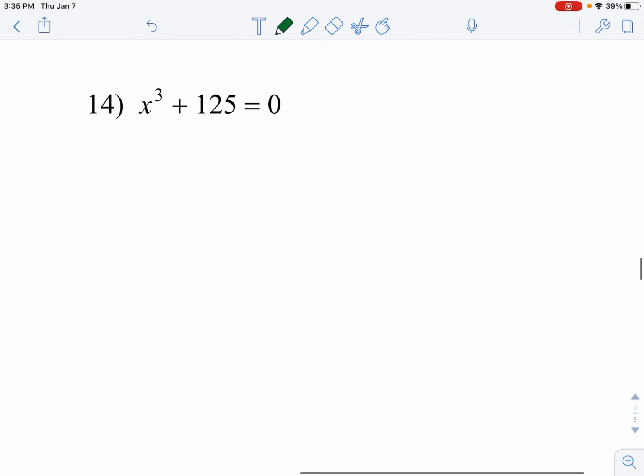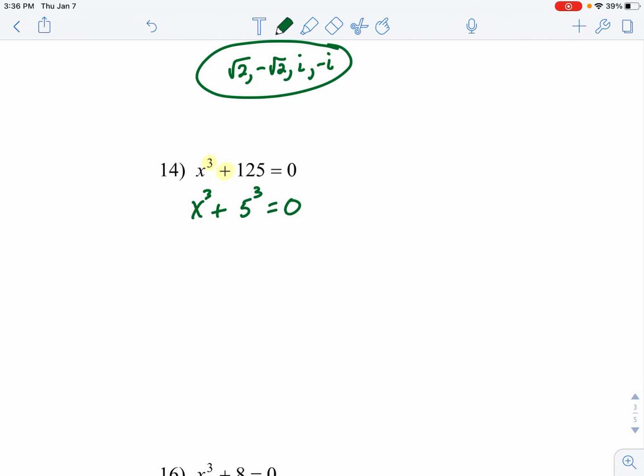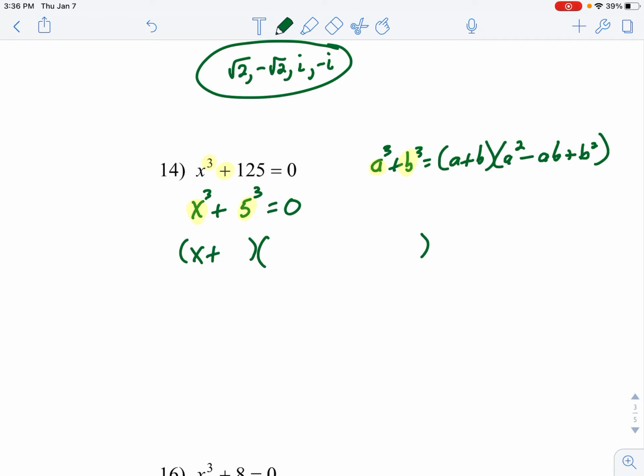Number 14. So this is a sum of cubes. X cubed, of course, is a cubed. Plus is a sum. 125 is 5 cubed. I gave you that chart yesterday, or the previous lesson. And if you recall the formula, a cubed plus b cubed equals a plus b, a squared minus ab plus b squared. So in this formula, when I factor this, everywhere there's an a, I'm going to put an x, and everywhere there's a b, I'm going to put a 5. I'll get those parentheses all set up. So it starts out with x plus 5.